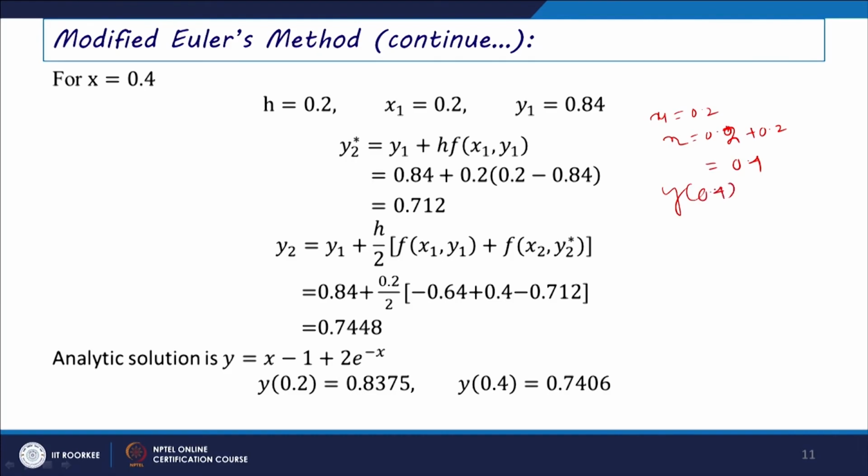This can be obtained if you first compute y2 star. Y2 star can be written as y1 plus h f of x1 y1, where y1 is 0.84 plus 0.2 into 0.2 minus 0.84, and the value is coming as 0.712. Based on this y2 star value we can compute y2 here.